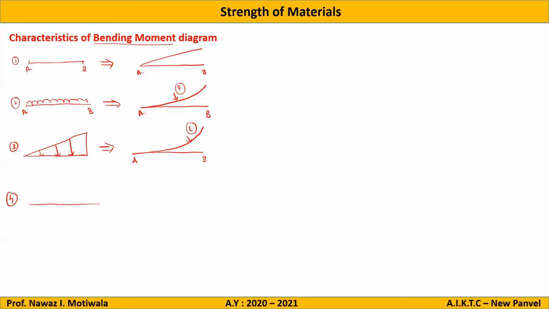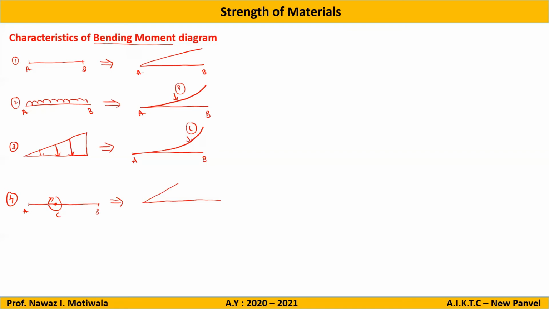Fourth is, if there is an external couple acting between 2 points or at any point, then the bending moment diagram changes the value drastically and it is shown by a vertical line. So let us say this is point C. Between point A and C, if you observe now, there is no load. So if it is no load, it will be an inclined line between A and C as per characteristic 1.